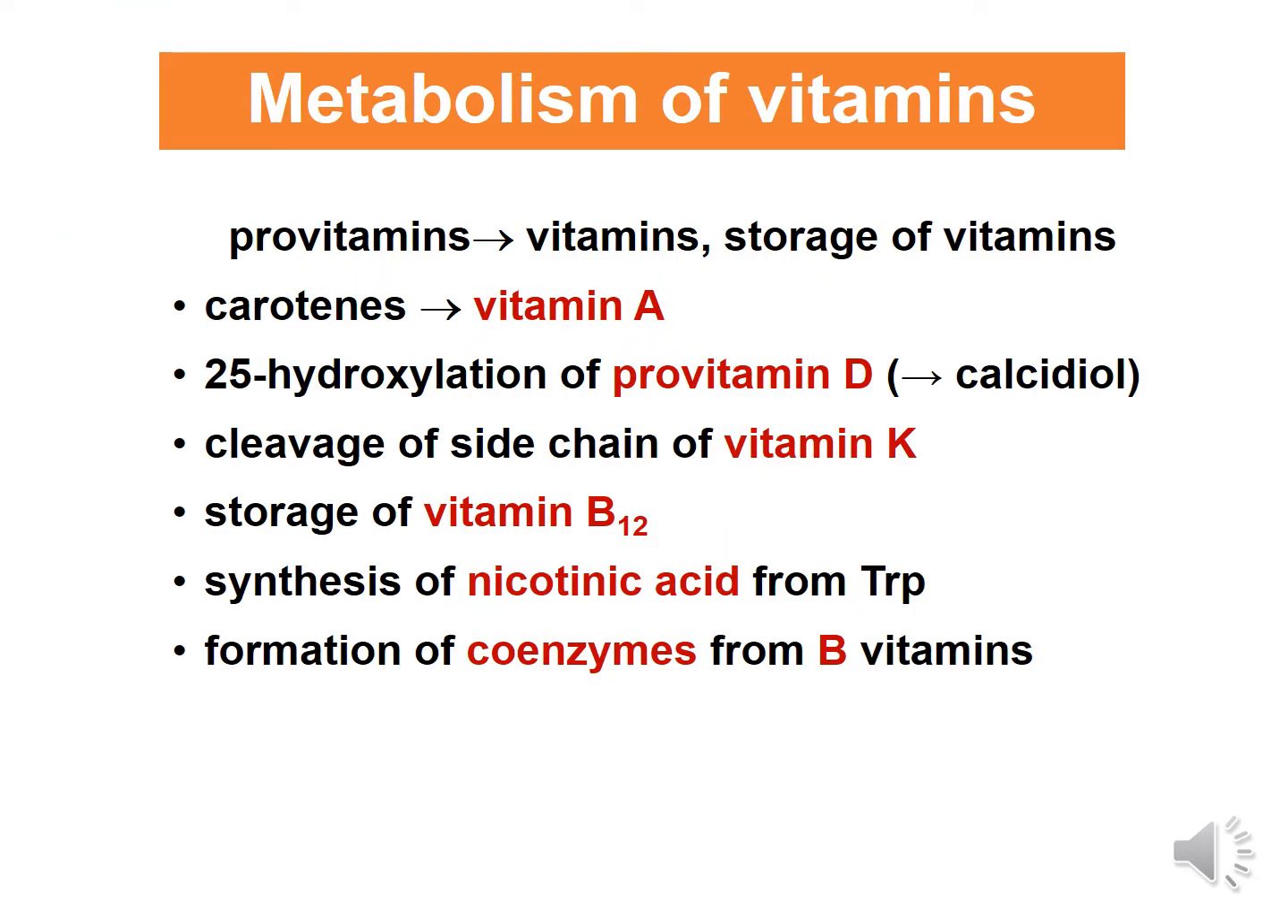The liver is a storage of vitamins like vitamin B12. In the liver can run cleavage of side chains of vitamin K and formation of coenzymes from vitamins of group B. Also in the liver, provitamins are converted to vitamins, like carotenes to vitamin A, 25-hydroxylation of provitamin D to calcidiol, and synthesis of nicotinic acid from tryptophan.